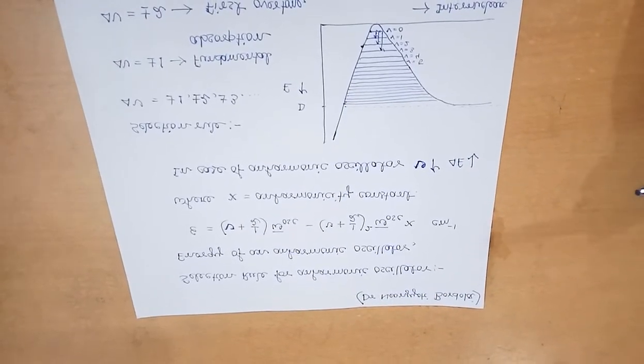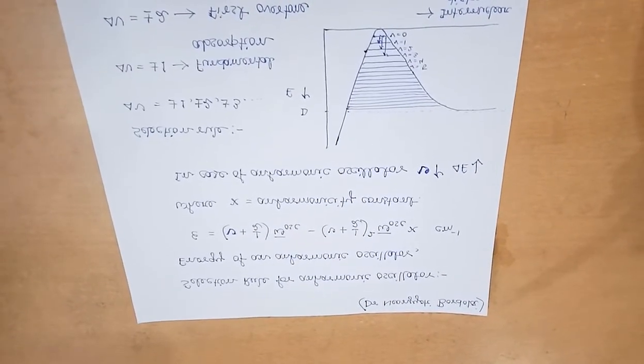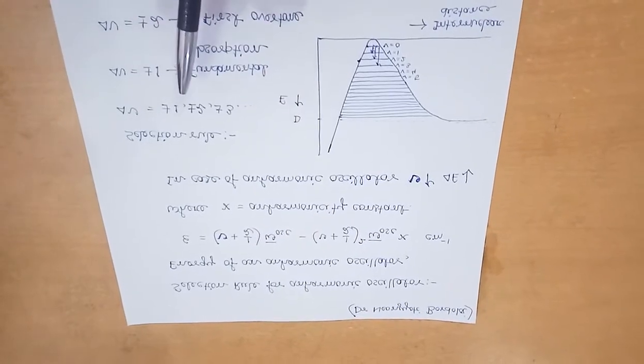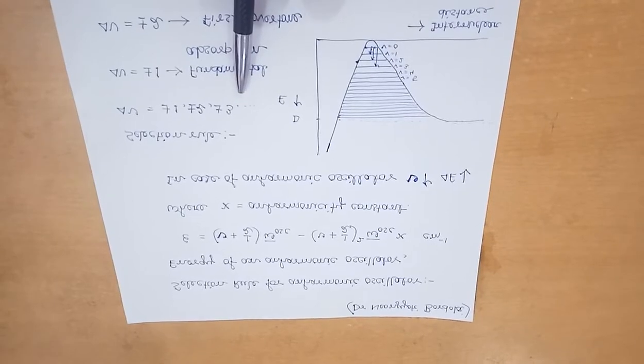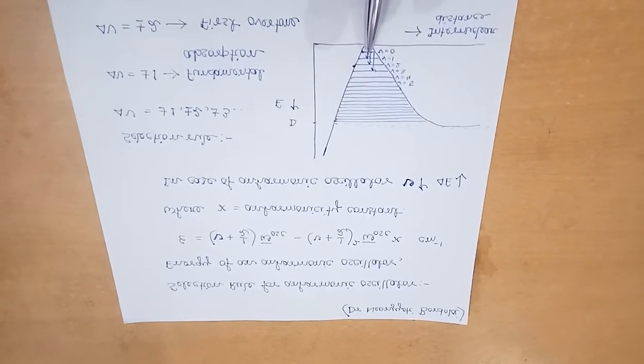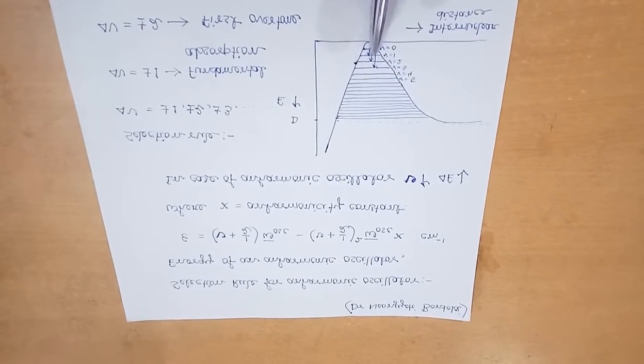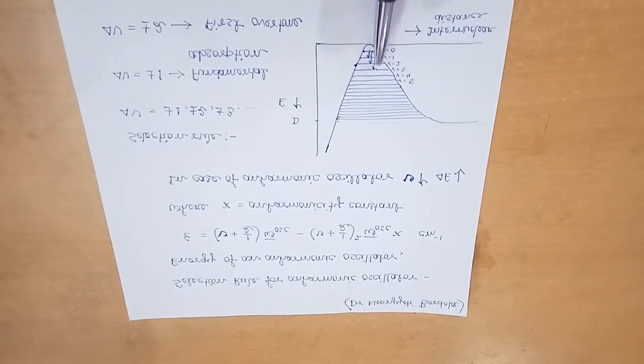So what are the selection rules? The selection rule for anharmonic oscillator is delta v equal to plus minus 1. It can be plus minus 2 or it can be plus minus 3. That means the transition can take place from 0 to 1, 0 to 2, or directly from 0 to 3 and so on.